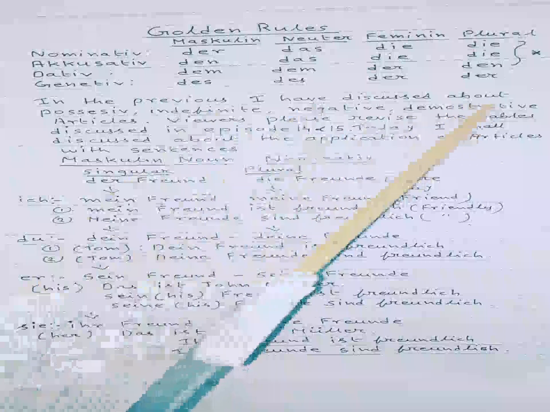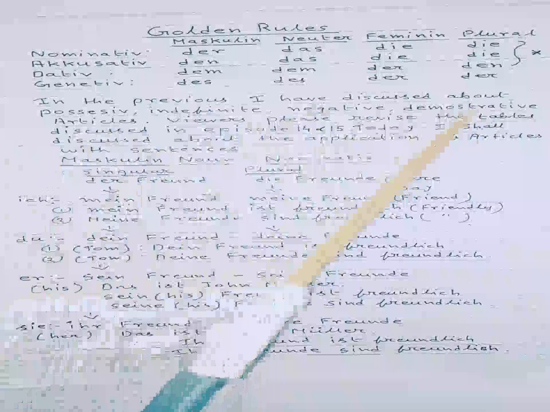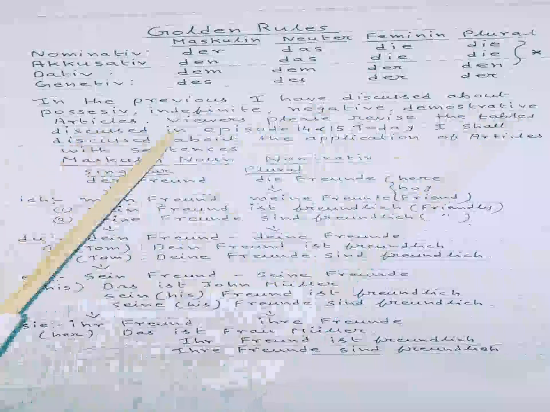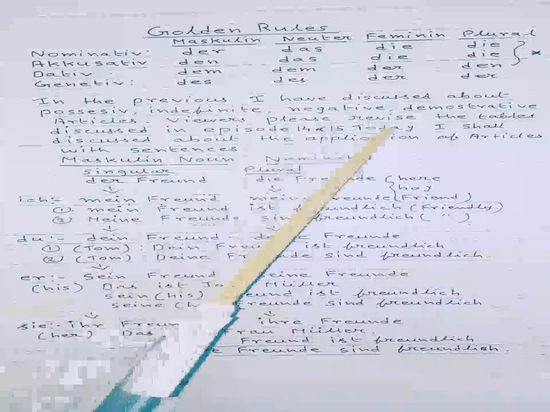So, dear viewers, in the previous lesson, I discussed possessive, indefinite, negative, and demonstrative articles. Viewers, please revise the tables discussed in episodes 14 and 15. Today, I shall discuss the application of articles with sentences.